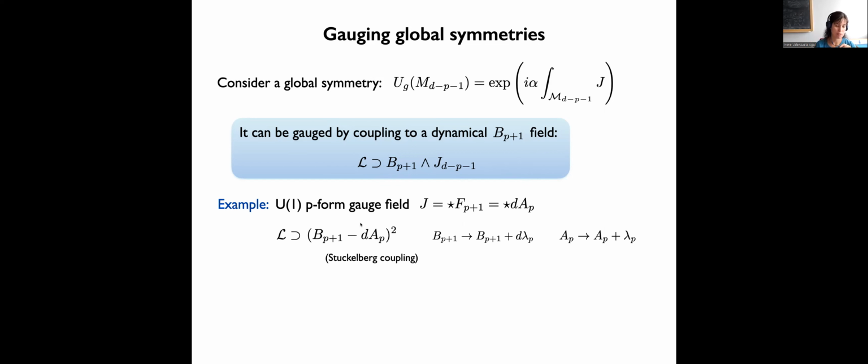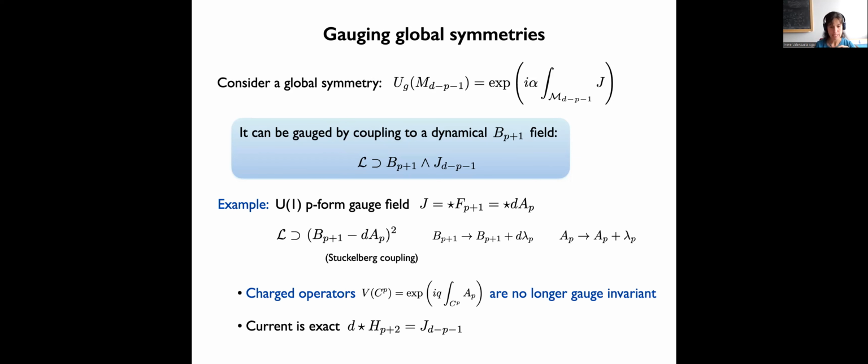For example, if you have the 1-form global symmetries associated to a Maxwell theory, you can add some B field, some 2-form gauge field, and this is the typical Stückelberg coupling, which is going to promote this global symmetry to be part of the gauge symmetry. And then the operators that are charged under the symmetry are no longer gauge invariant, because it's only the combined transformation of the A field and B field that leaves the theory invariant. So that's how you see that the symmetry is gauged.